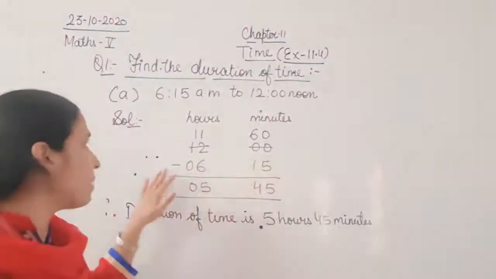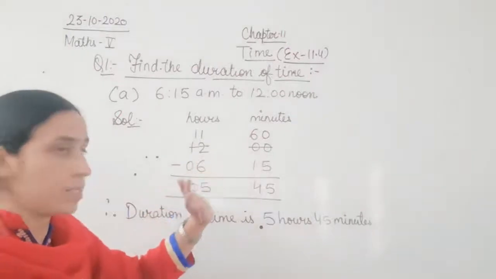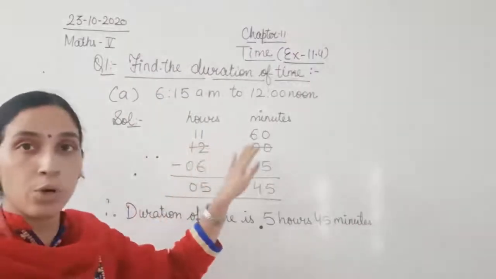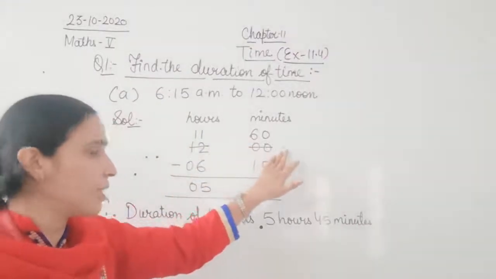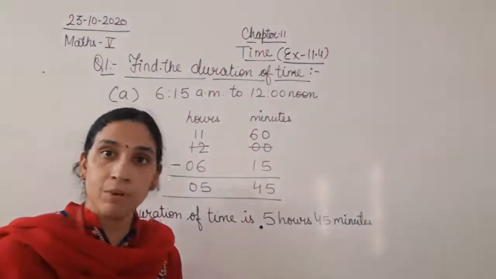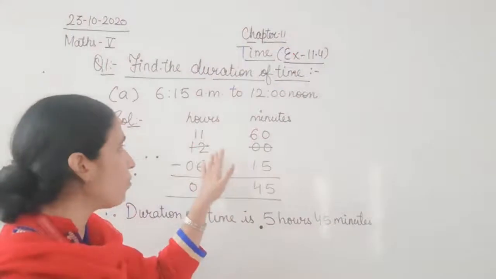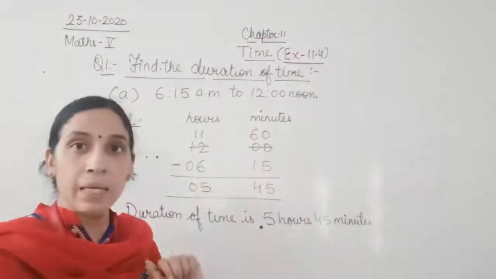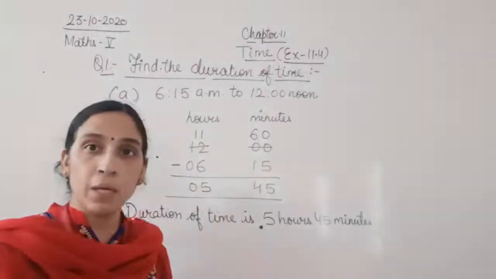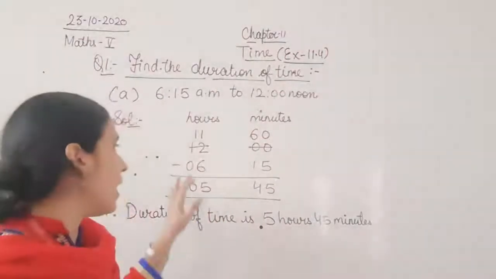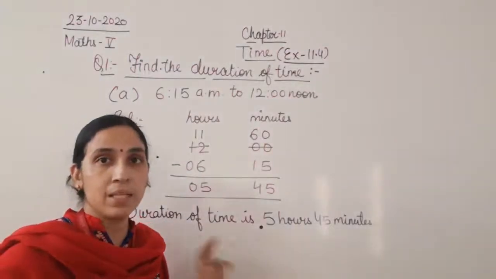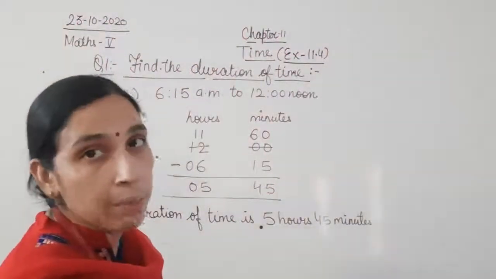After that we'll do the subtraction, 6 hours 15 minutes. So what will we do? We'll borrow from the hour, because from 00 minutes you cannot subtract 15. 15 cannot be subtracted from 00, so that 00 will borrow from this 12. 12 will become 11 and this will become 60. 60 minus 15, what will we get? That is 45, and this will remain 5. So what is the duration of time? That is 5 hours 45 minutes.